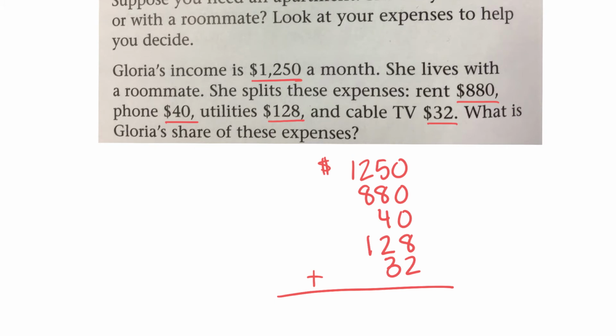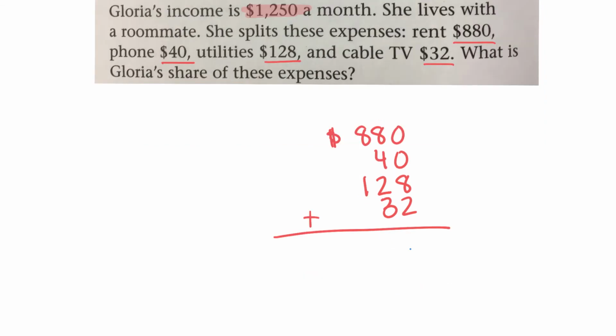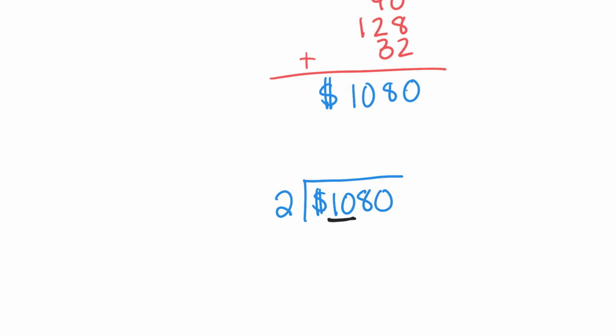With that being said, we need a combined total. Once we have that total, we're able to divide it evenly amongst both people, Gloria and her roommate. So we're going to go ahead and add the amount of money it's going to cost her for rent. In order to find out what Gloria's share of the expenses are, we're going to add these numbers up. 8 and 2 make 10, carry the 1. Add up all those numbers, you get 18, carry the 1. And 8 plus 1 plus 1 is 10. That's $1,080.